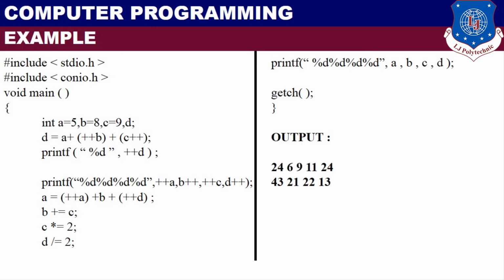So the final output will be like this: 24, 6, 9, 11, 24. 43, 21, 22 and 30.